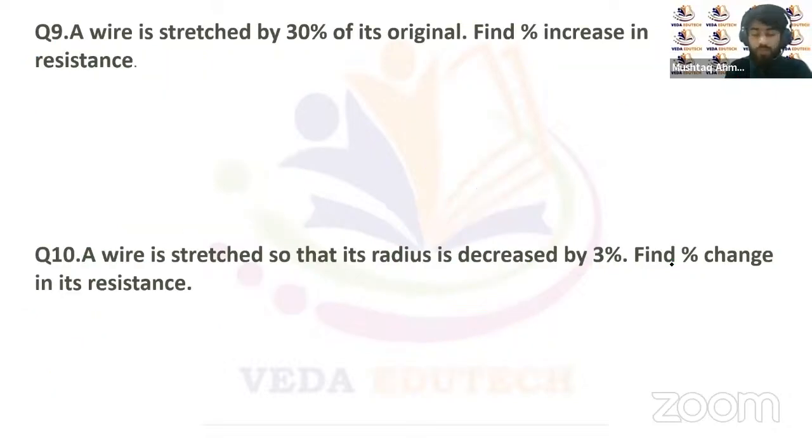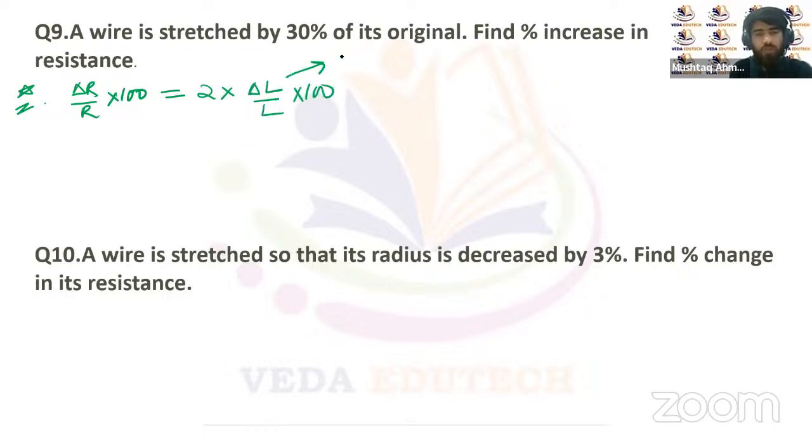Now, with respect to the same concept, how will we calculate the percentage change in resistance? A wire is stretched by 30% of its original length. Find the percentage increase in resistance. Now we cannot use this equation. Most of the students use the equation delta R upon R multiplied by 100 equals 2 times delta L upon L multiplied by 100. They substitute the percentage change of 30%, and according to them the final answer should be 2 into 30, that's 60%.